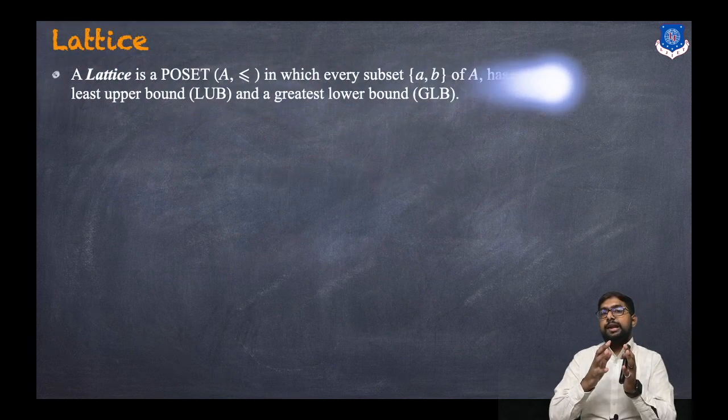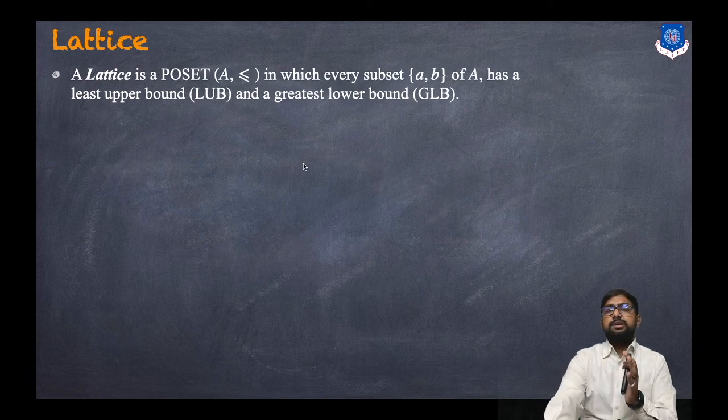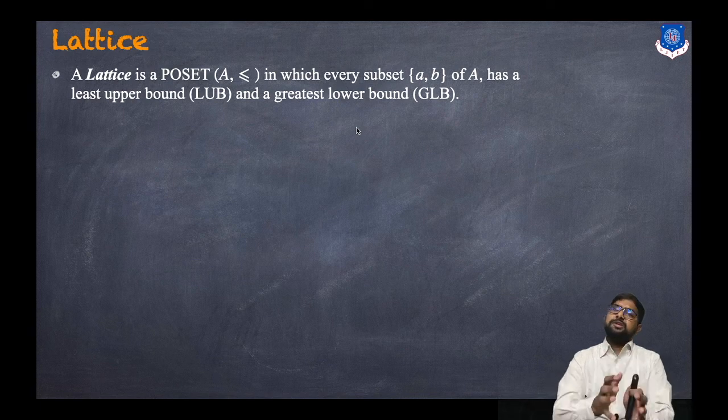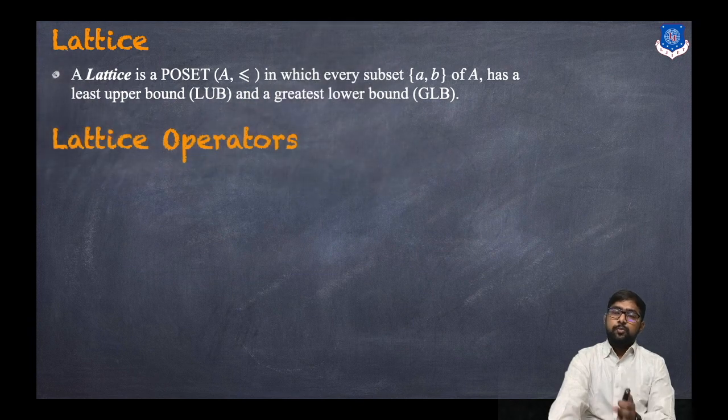A lattice is a poset (A, ≤) in which every subset {a, b} of A has a least upper bound, that is LUB, and a greatest lower bound, GLB. So that means every such subset has both a LUB as well as a GLB. How to find LUB and GLB, we already discussed in previous sessions. Now, what are the lattice operators?